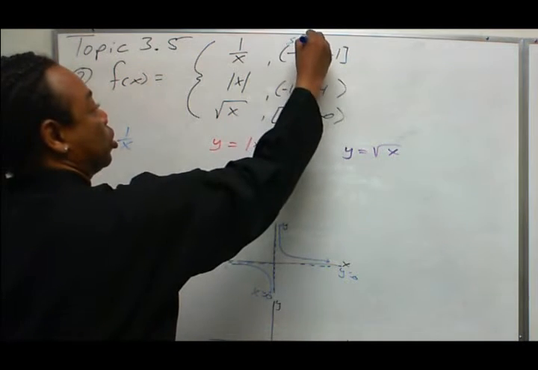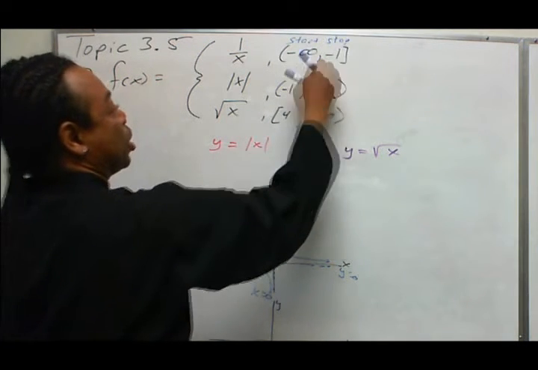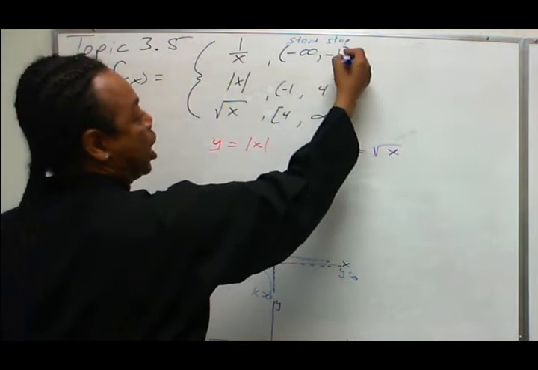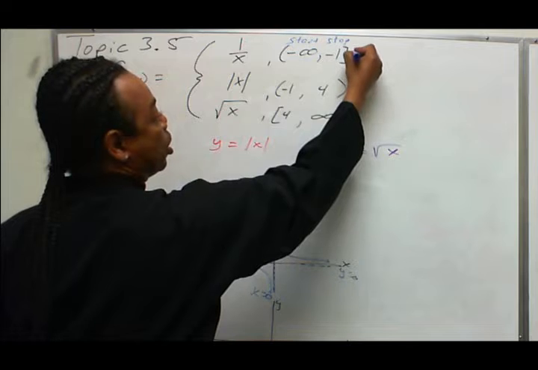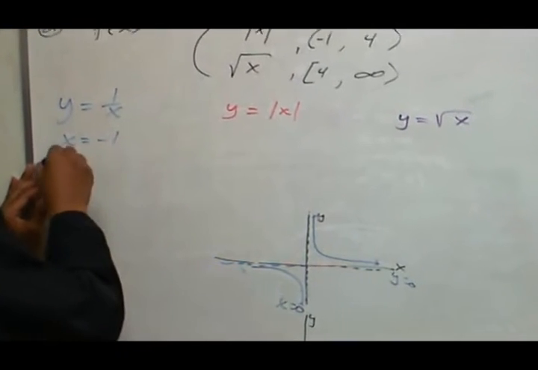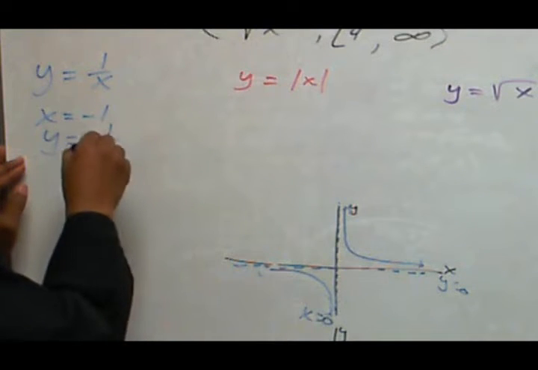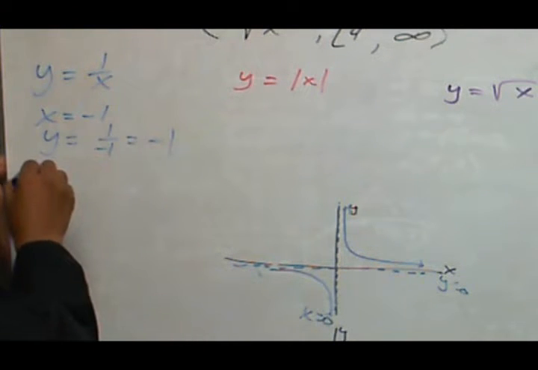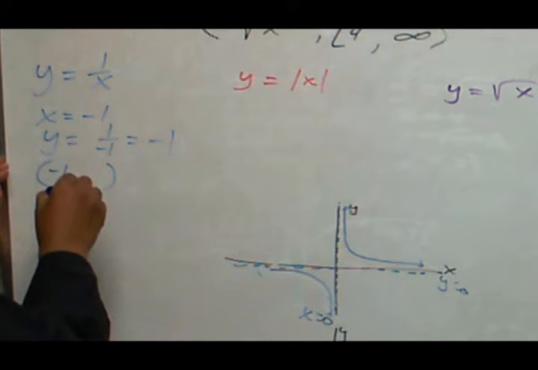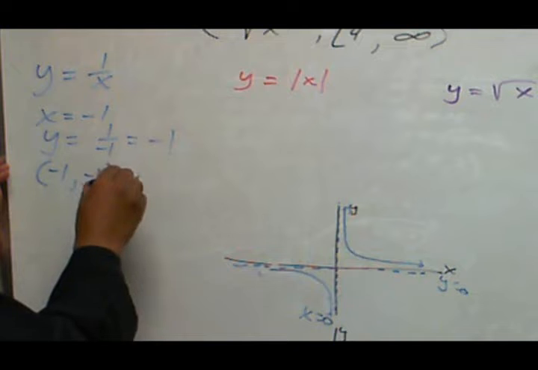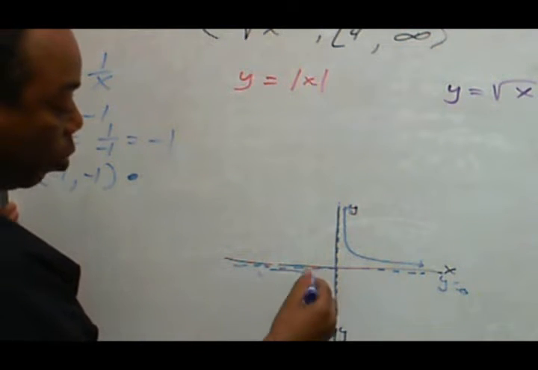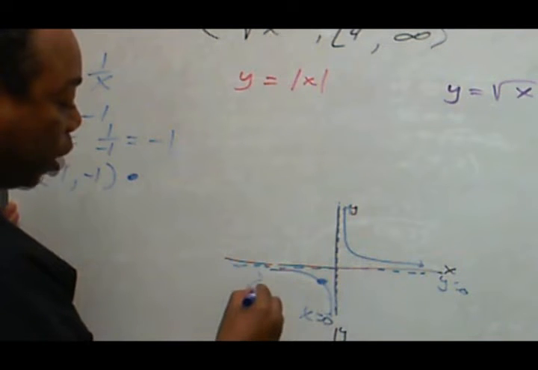This is where you start, and this is where we stop. This graph, according to our domain restriction, stops at x is -1 closed. So x is -1. We'll put this inside the equation. So we'll get 1 over -1, which equals -1. And we see that this stops at -1, comma, -1 with a closed circle. So here's -1, -1 right here, and we'll put a closed circle right there.